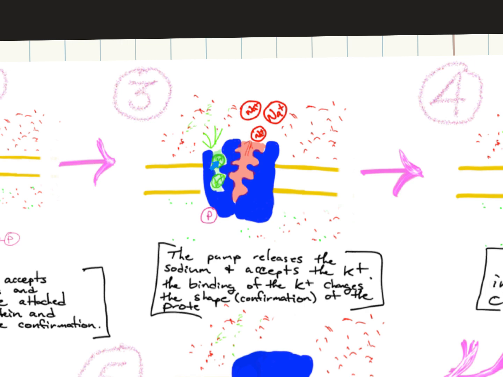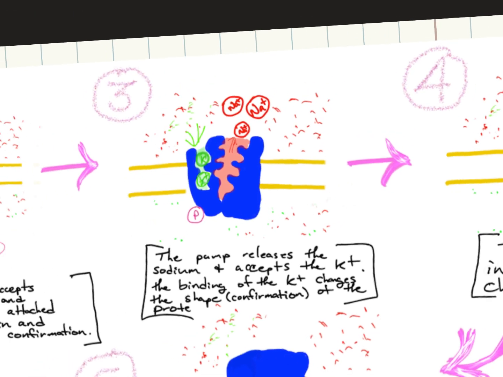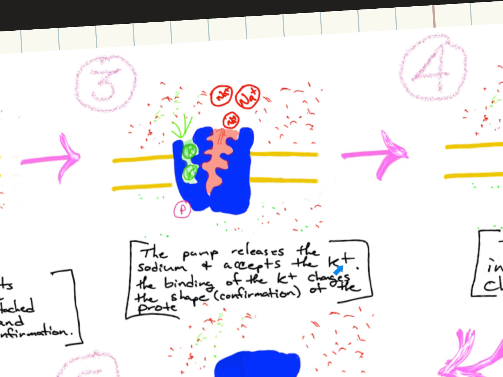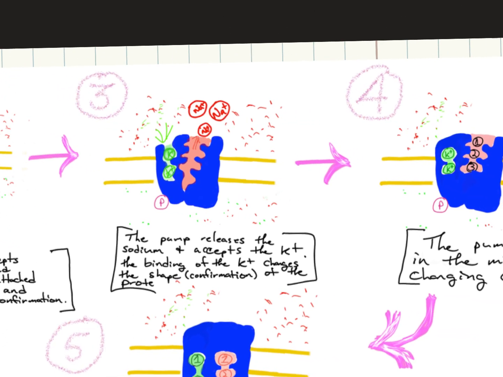And on the inside, in comes 2 potassiums, because this has a spot for 2 potassium. Notice I color-coded it for you, hoping that it helps. The pump releases the sodium, accepts the potassium. I also wrote down all this information for you already. The binding of the potassium changes the shape or conformation of the protein. That should say protein. You might want to write that in. Let me go ahead and add that. So it changes the shape of the protein, which allows that to happen.